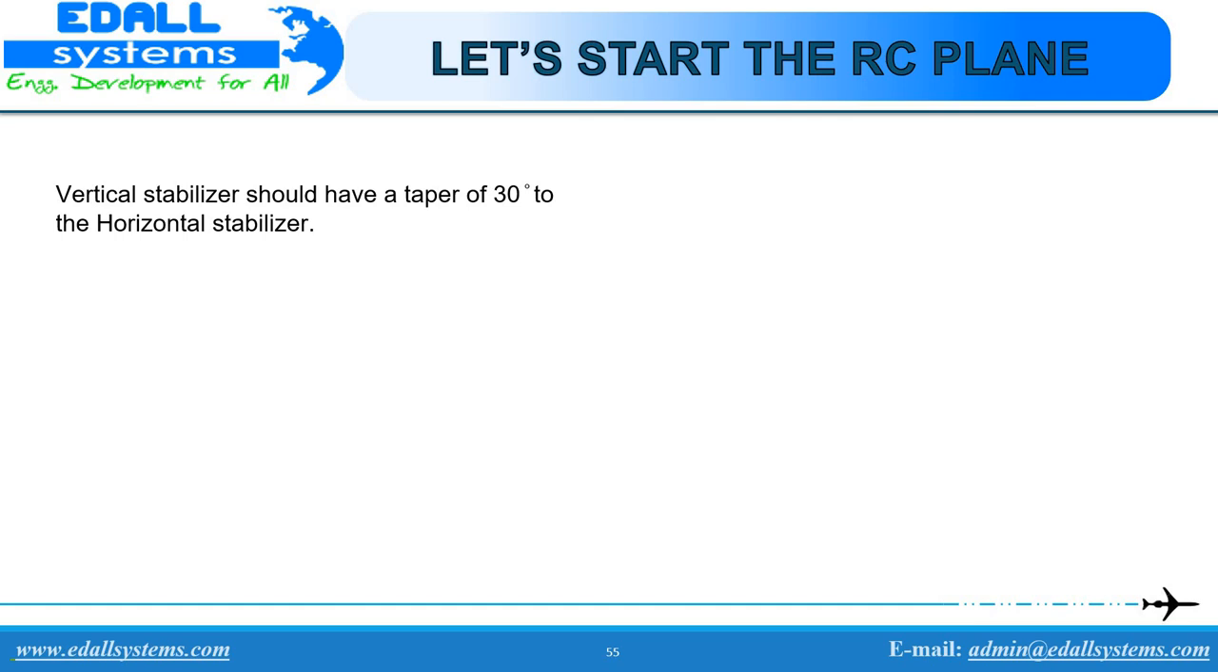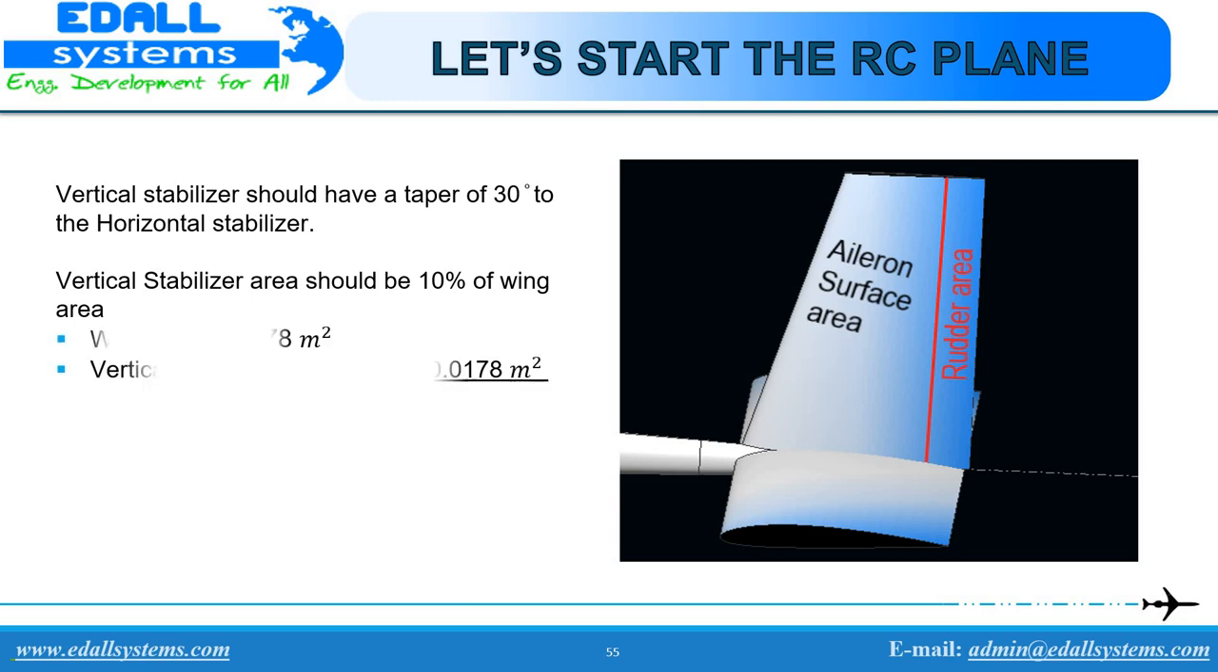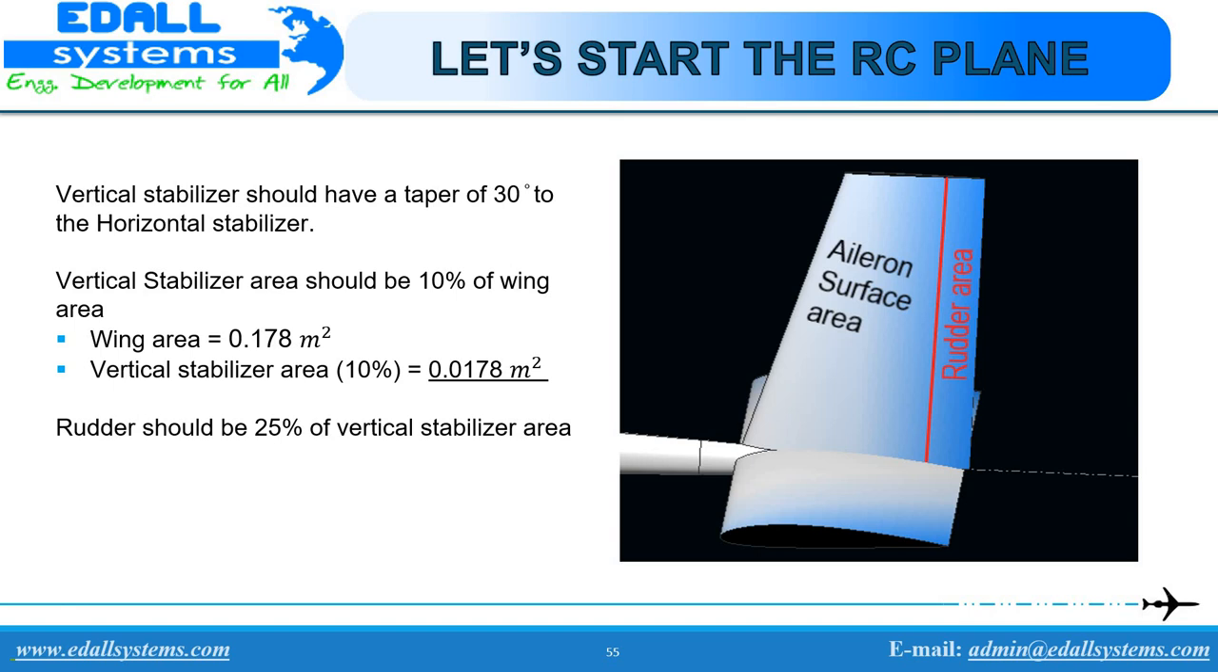Vertical stabilizer should have a taper of 30% to the horizontal stabilizer. Hence, 10% of the wing area should be the vertical stabilizer area. We get 0.0178 meter square. The rudder should be 25% of the vertical stabilizer area. We get 0.0045 meter square for 25% of the rudder area.